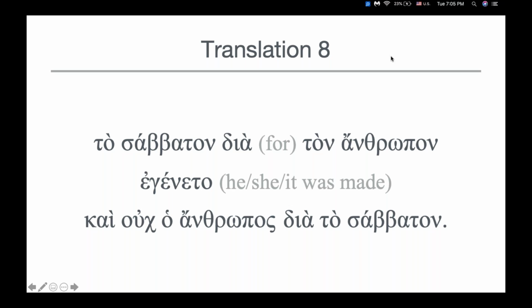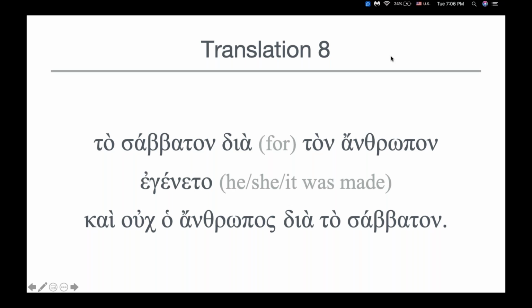So it gives you what dia there means. It means for. Most of the time for is going to be at the front of the sentence. We're usually going to bring that at the beginning of the sentence. So for the Sabbath. Now usually you're going to have the verb next. Ton anthropon is what? The man. Or mankind. For mankind, I think in this particular case, you could do man. So you're going to have for the Sabbath. Next, you're going to have the verb. So for the Sabbath was made for man.